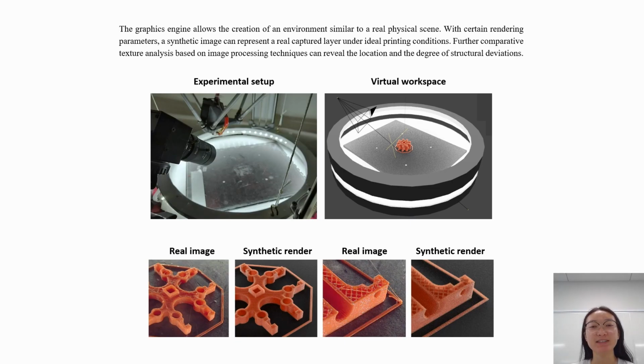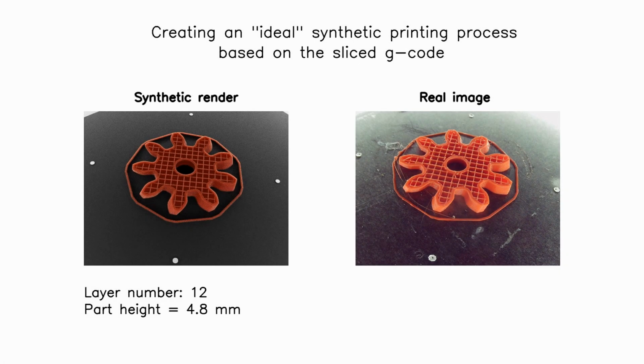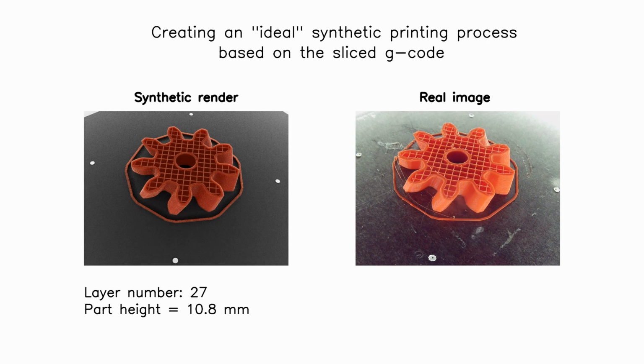So by using Blender with certain rendering parameters, you can simulate a real-life environment through synthetic images to represent a real captured layer under ideal printing conditions. And further comparative analysis can reveal the location and degree of the structural deviations. Here's an example of an ideal synthetic printing process based on sliced G-code.